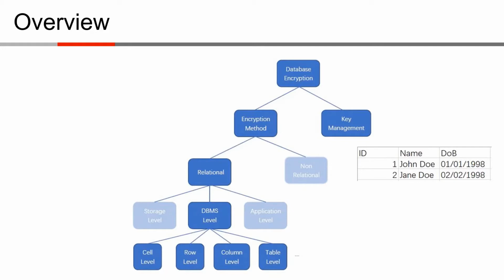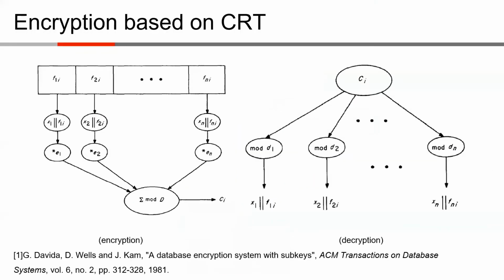Encryption can be done at different levels, but we are only focusing on the database management system level, where some of our familiar cryptographic ideas, such as Chinese remainder theorem and RSA, play an important role in the design of encryption. The idea of granularity will also become obvious once we see an example. The first encryption method is based on Chinese remainder theorem.